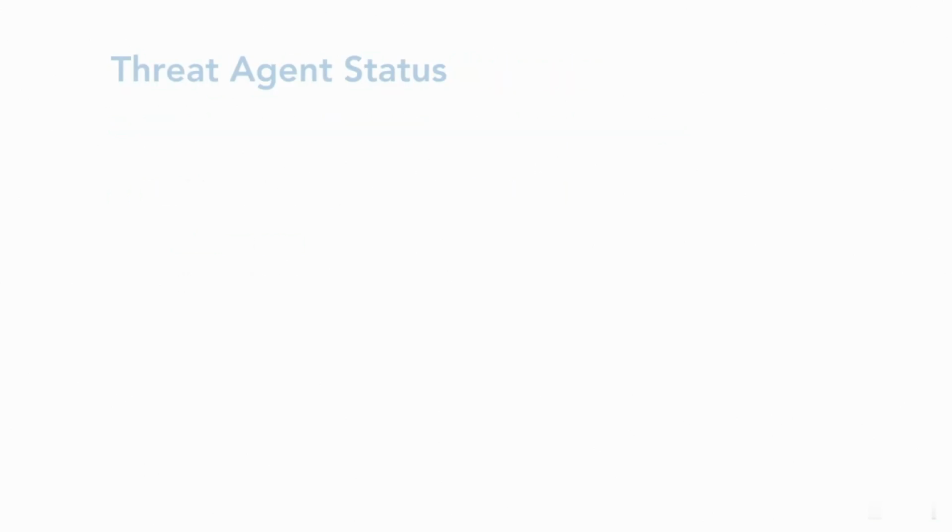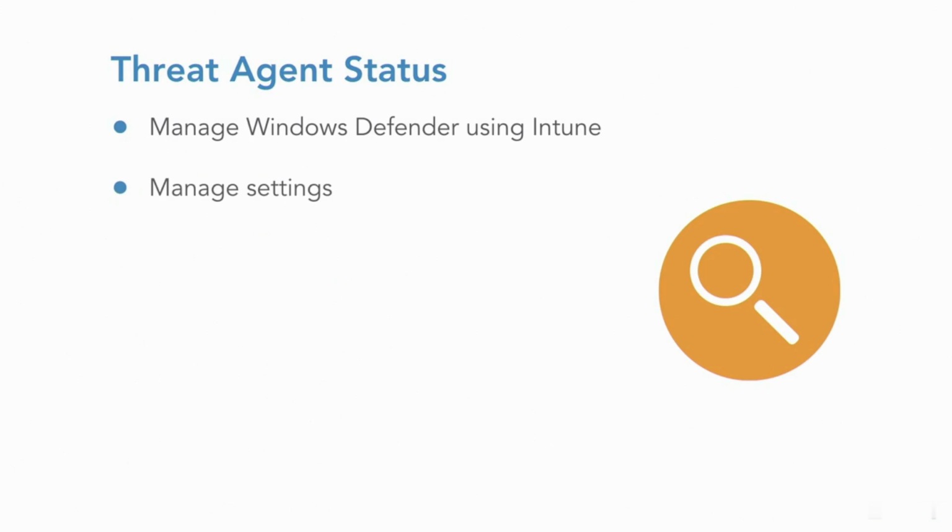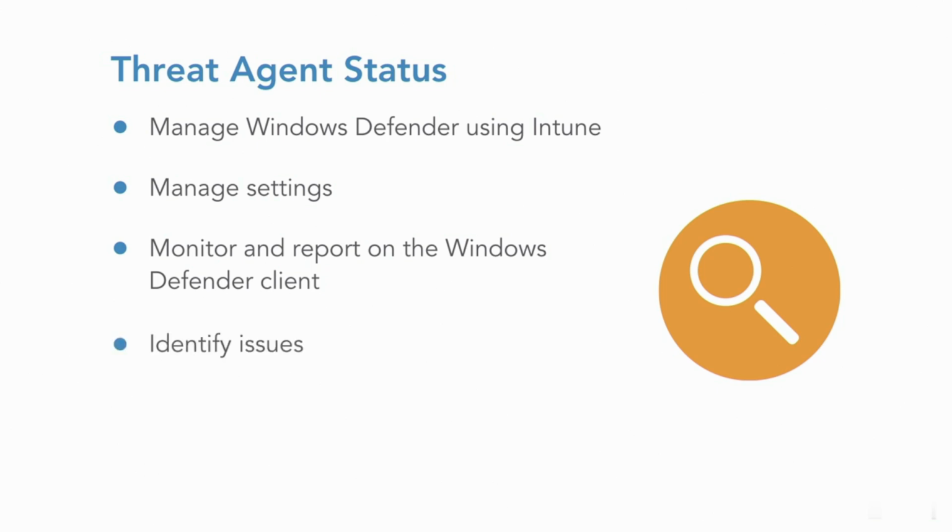With Intune, you can manage many different Windows Defender settings, such as scheduling scans and limiting CPU usage during those scans. Intune can also monitor and report on the activity from the Windows Defender client that is installed on all enrolled Windows 10 devices. You can then view these monitoring reports by using the Threat Agent Status area within Intune, which will help you identify any issues.